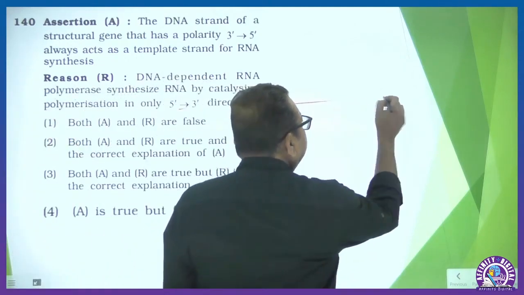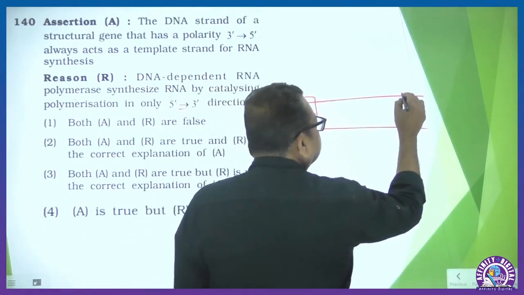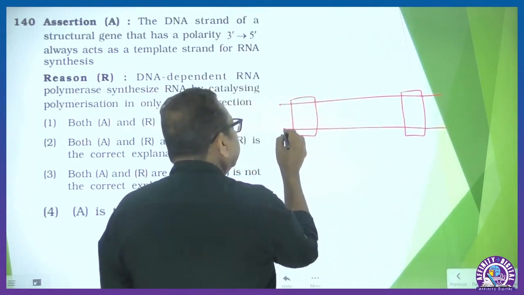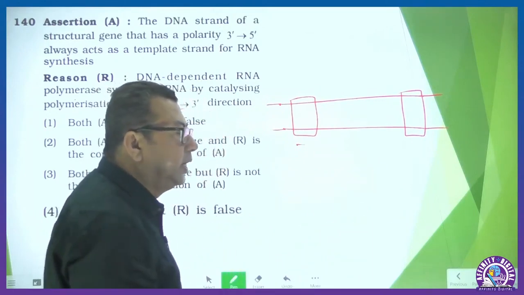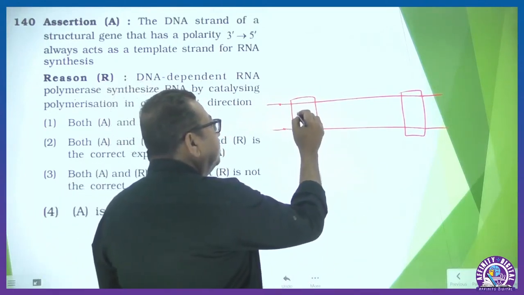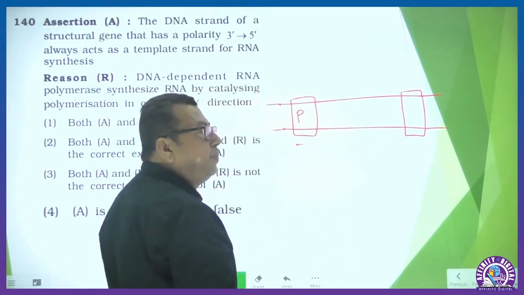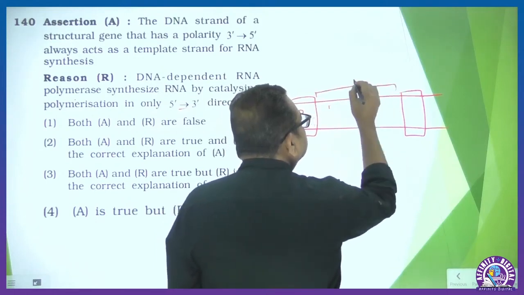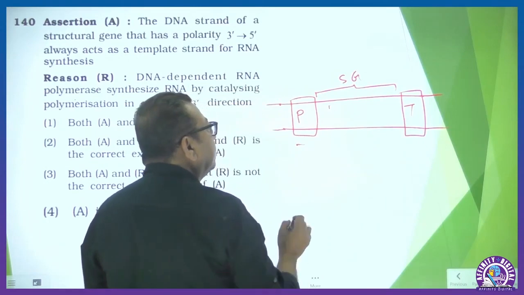Transcription mein DNA ka jo segments hota hai, the DNA segments involved in transcription are called transcription units. Ek DNA mein hundreds to thousands of transcription units hai. Ek transcription unit, as you know, mainly defined by three parts: promoter, structural gene, aur terminator.